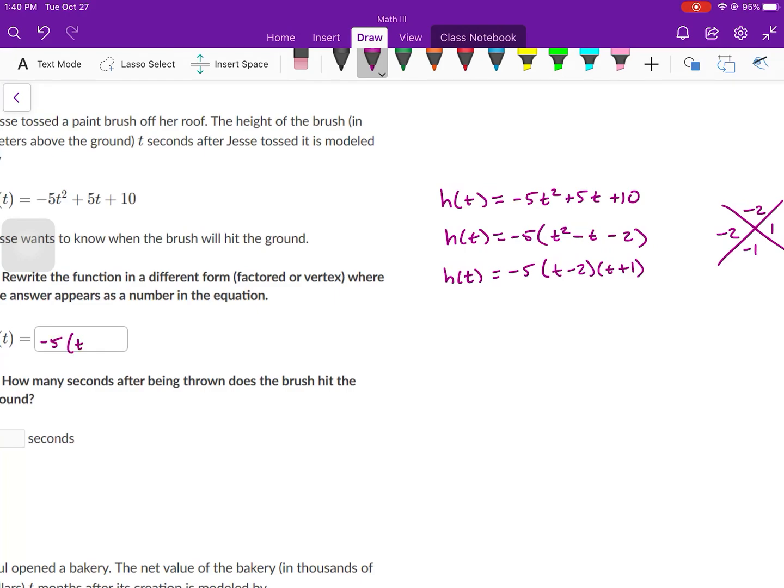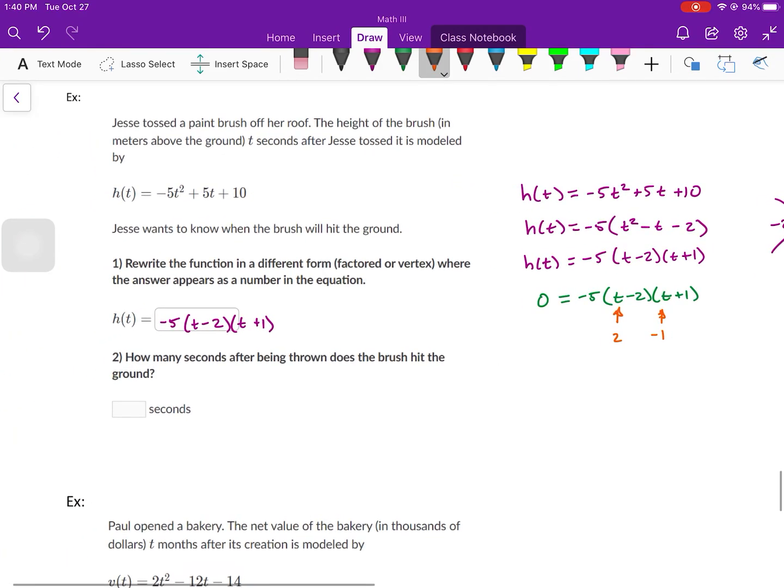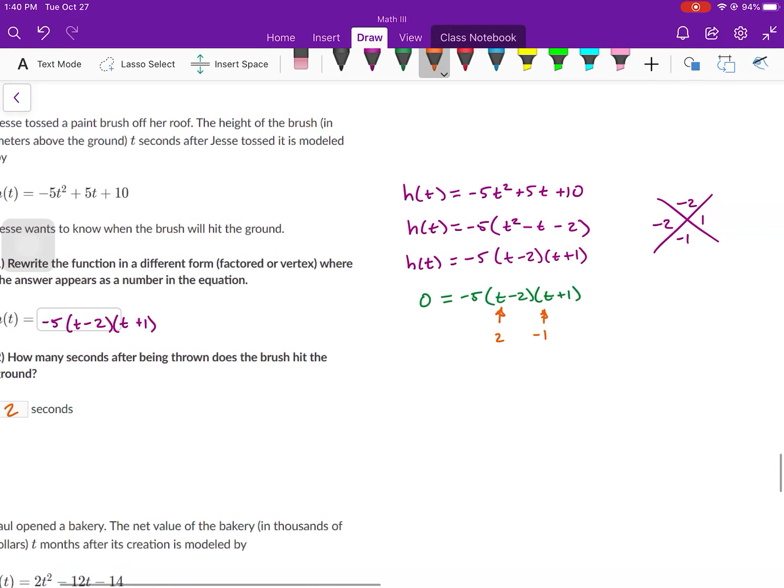That's our factored form. So how do we use that to solve the problem? Well, when it hits the ground is when our height is 0. So we set our height equal to 0. Keep this the same. And our time would be 2 and -1. Now we're not going to use negative time. We're not going to go back in time. So time equal to 2 will be our answer. And that's it. That's how you do that one.